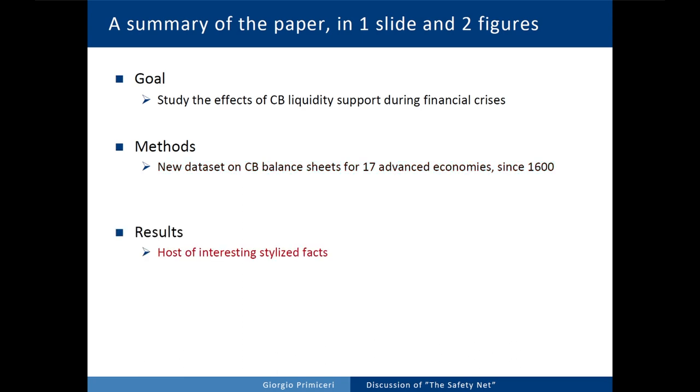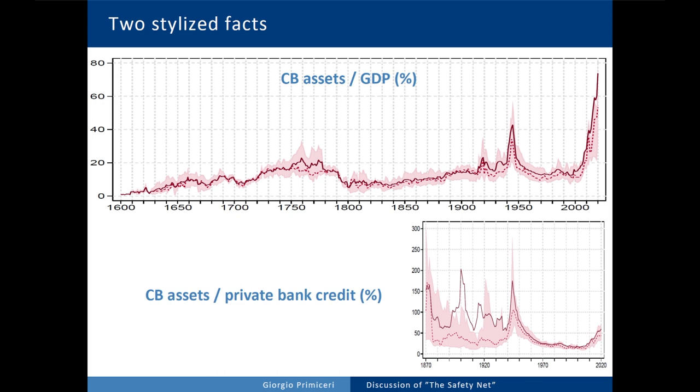And the first contribution of the paper is the data set itself. But then, based on this data set, the authors can construct a host of interesting stylized facts. Here are a couple of them that we saw in Moritz's presentation. The size of the central bank balance sheet relative to GDP has skyrocketed over the last 20 years. But the situation is very different if we focus instead on the size of the central bank balance sheet relative to lending to private firms. And a corollary of this is that lending to private firms has exploded in the last few years, something to keep in mind.